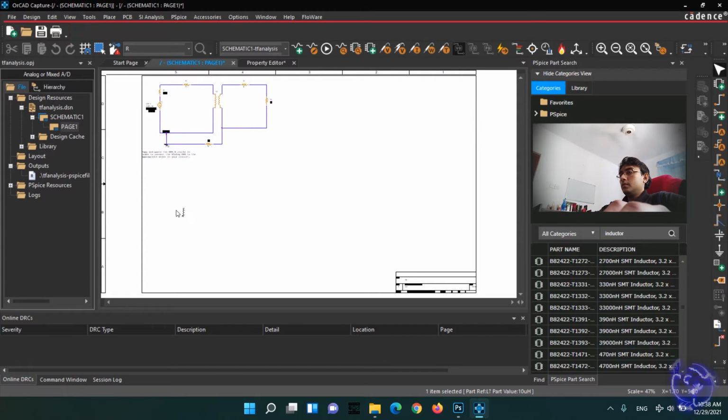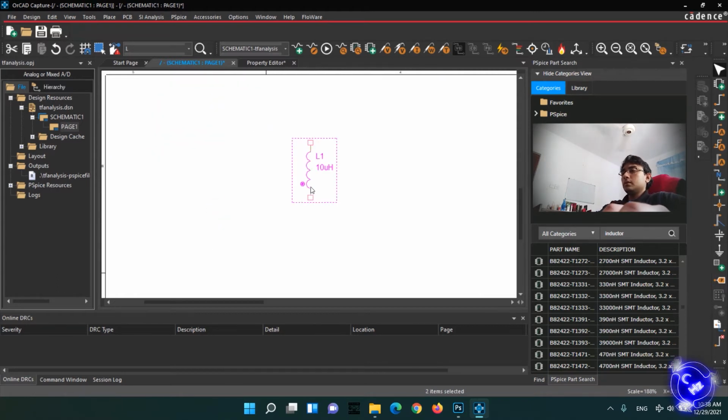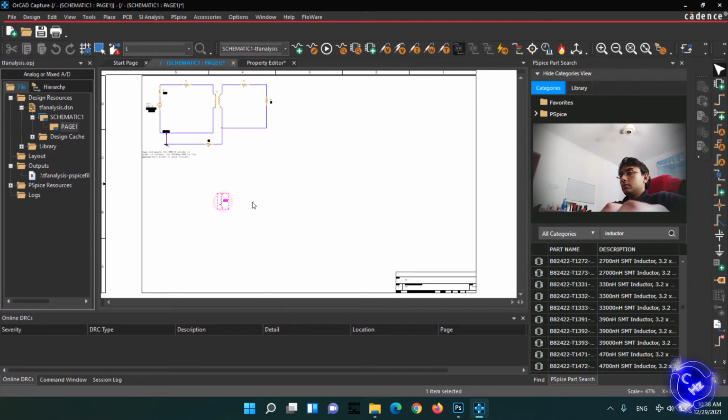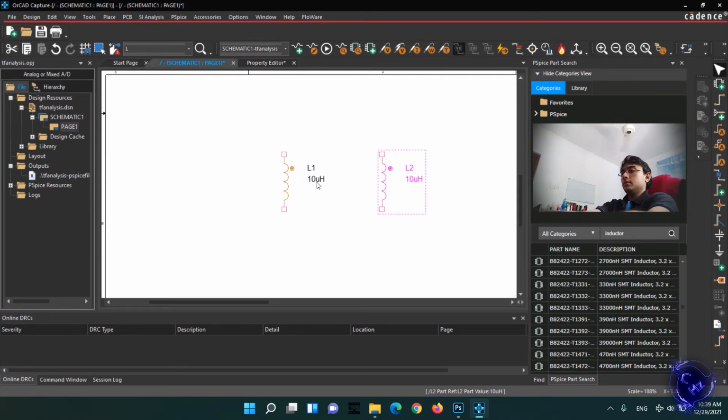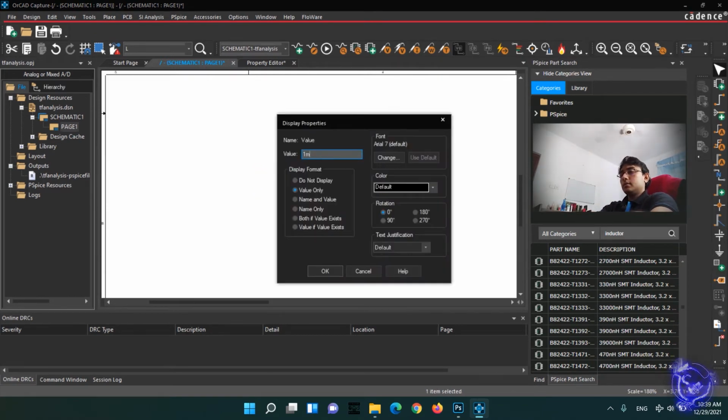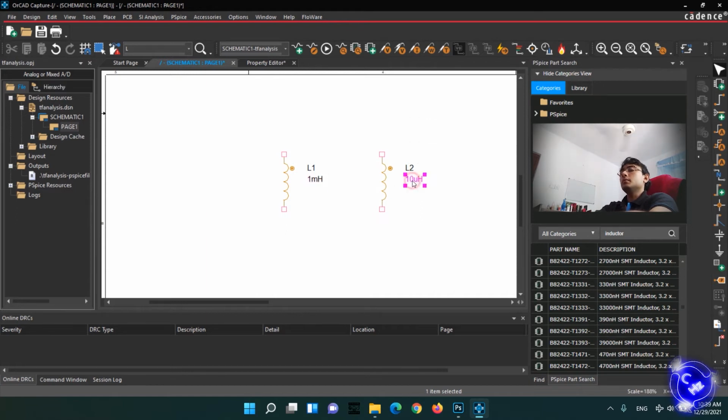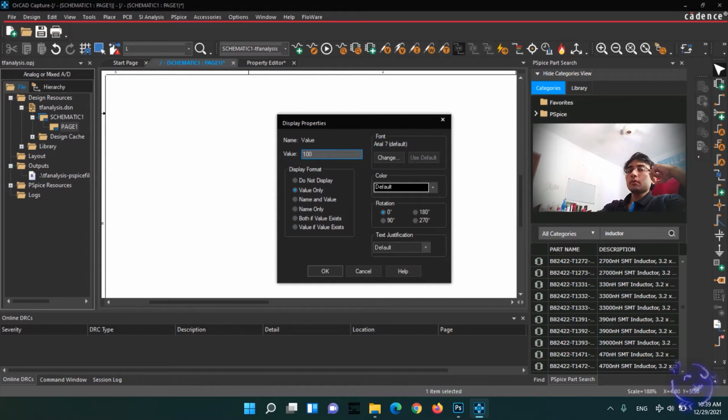You can see when we place an inductor, there we can see this dot notation, right? This is my primary winding and my secondary winding is this. My primary winding inductance is 1 millihenry and secondary winding inductance is 100 millihenry. Right.